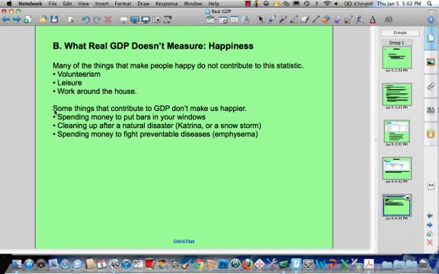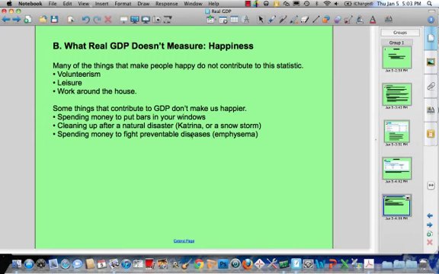So now, flip side is some things that contribute to GDP don't necessarily make us happier. And keep in mind, happiness is a very subjective measure, but I think it's worth discussing anyway. So here's some things that contribute to GDP, don't necessarily make us happier. So spending money to put bars in your windows, does it make you happier? I'd argue it makes you feel safer, but it's not necessarily increasing your happiness. Cleaning up after a natural disaster, so Katrina or a snowstorm, both contribute to GDP because there's probably building going on and investment in services, same here, but it's not necessarily making you happier, it's just keeping you from being sadder, we'll call it.